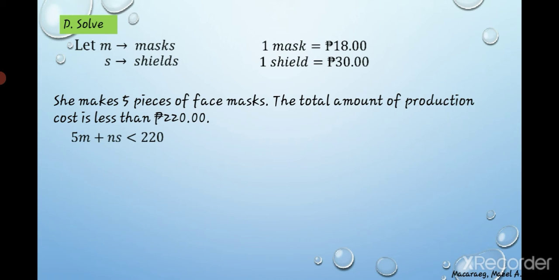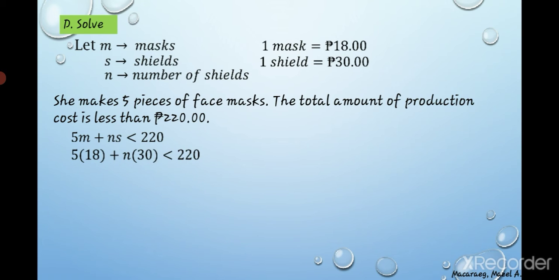Therefore, we have the inequality 5M plus nS is less than 220. So 5 stands for the pieces of mask, M stands for mask, plus n stands for the number of shields, S stands for shields, less than 220 pesos because the total amount of production cost is less than 220 pesos. Let us continue.